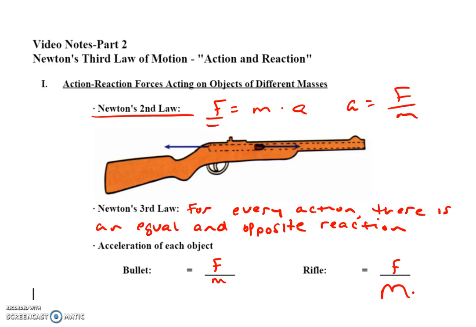Now in turn, since the bullet has a small mass, its acceleration is going to be fairly large. Now on the rifle side of this interaction, the mass is relatively big, which is going to make the acceleration of the rifle very small. So the smaller the mass of an action-reaction force pair, the larger the acceleration, and the opposite, the larger the mass of an action-reaction force pair, the smaller the acceleration.